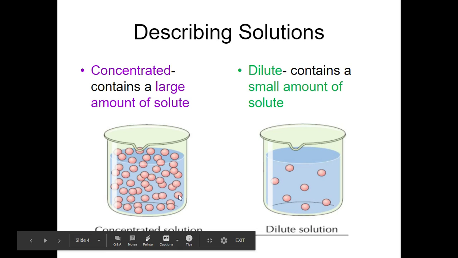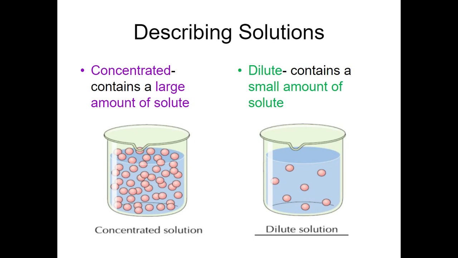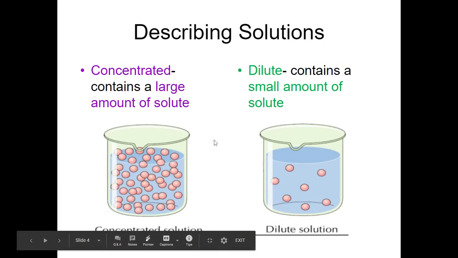Like in the freezers where they have juice in cans, you open up the can, put it in a container, and then add water. The reason you're adding water is so that you can dilute your juice. So the more solvent that you have, the more dilute your substance will become.